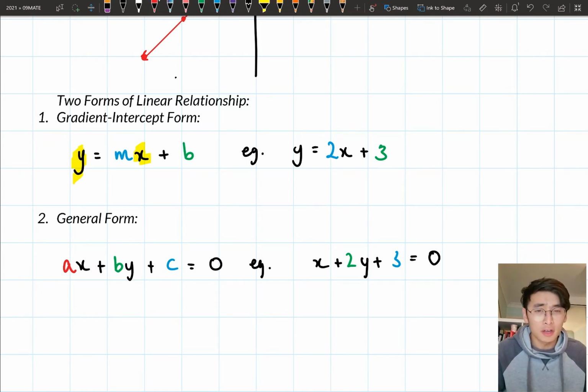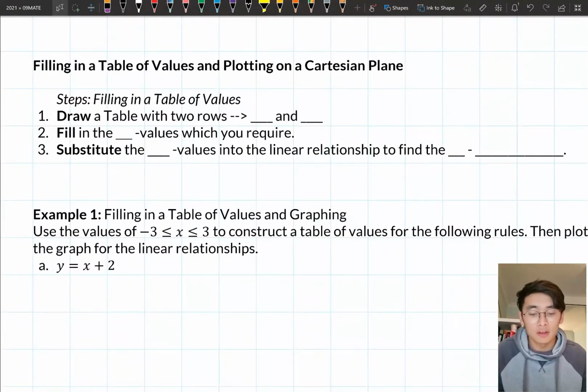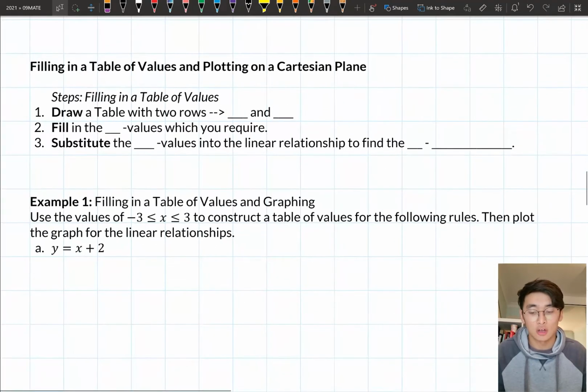Now you might be wondering, okay, Mr. Lee, you've introduced us to these different forms of linear relationships, but how do I even get to that point where I can put it on a Cartesian plane? That is an excellent question. The way that we do this is by creating a table of values. And so what we want to do is fill in a table of values and plot these on our Cartesian plane. And that's what we're going to do in this next section.